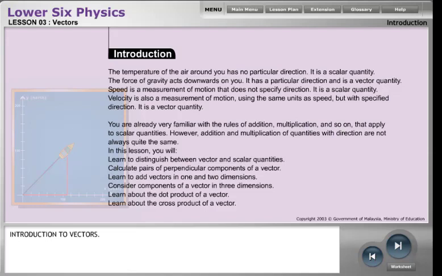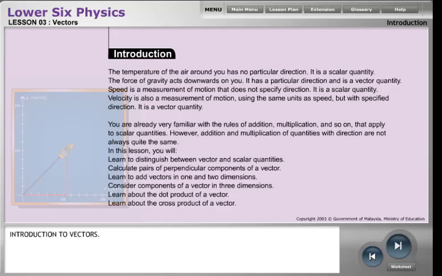You are already very familiar with the rules of addition, multiplication, and so on that apply to scalar quantities. However, addition and multiplication of quantities with direction are not always quite the same. In this lesson, you will learn to distinguish between vector and scalar quantities.